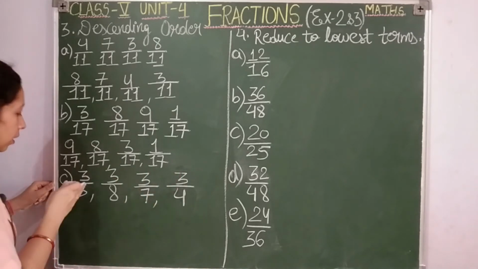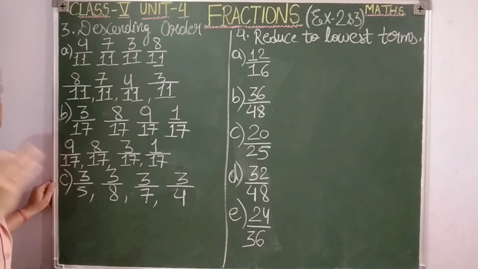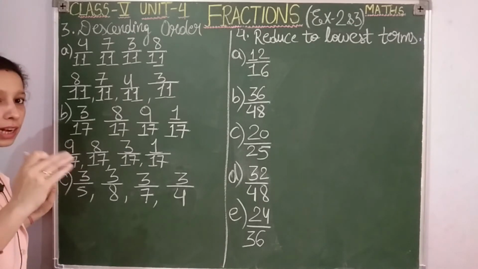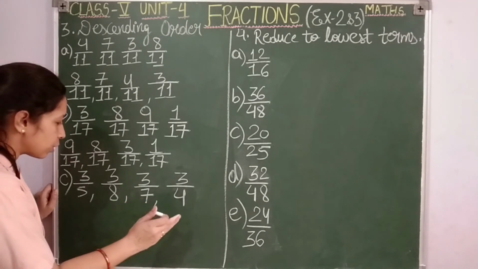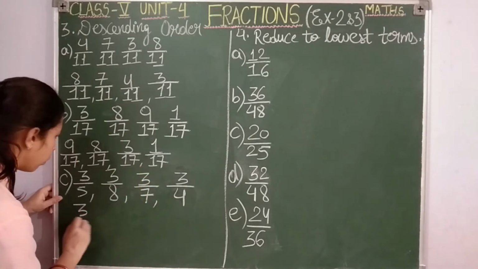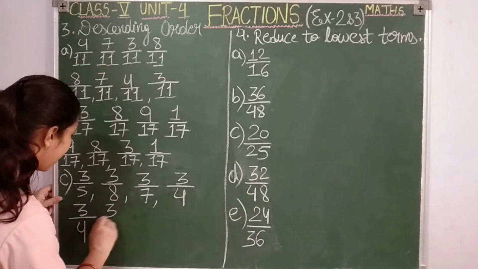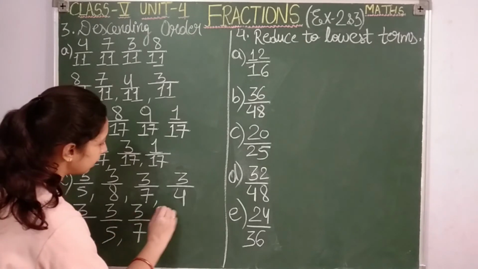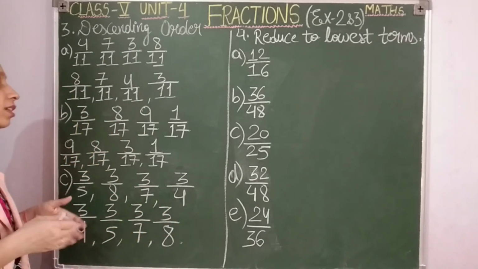Then we have to arrange it using the denominators, and we know that for like fractions, where the numerators are the same but the denominators are different, the smaller the denominator, the greater the fraction. So find the smallest denominator among 5, 8, 7, 4: it is 4. So 3 by 4 will be the greatest fraction, then 3 by 5, then 3 by 7, and then 3 by 8. Okay, so we have arranged the given fractions in descending order.